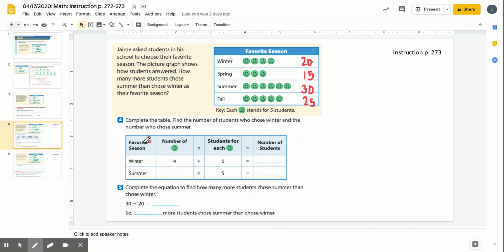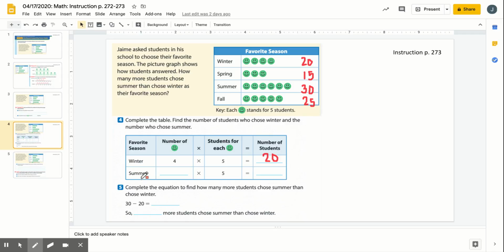So in this table, our first column shows us a favorite season, and for winter, there were 4 smiley faces. Remember, that doesn't mean 4 students chose winter. That's the number of smiley faces. We have to multiply that by 5 because each of these smiley faces stands for 5 students. So there are a total of 20 students who chose winter.